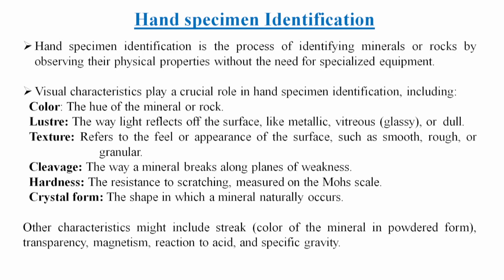starting with color, the hue of a mineral or rock, then luster, the way the light gets reflected from the surface of a mineral. There could be several types of luster: metallic, vitreous, dull, silky, pearly. Then definitely texture, that refers to the feel or appearance of the surface as smooth, rough or granular. You can also look at the cleavage, the way a mineral breaks along planes of weakness.